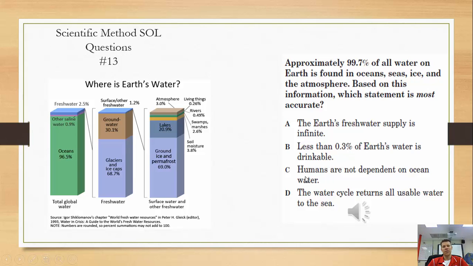Alright, let's look at the other ones. Humans are not dependent on ocean water. We are dependent on the oceans, just not to drink the ocean water. So be careful of that one. The water cycle returns all usable water to the sea. That's not what the water cycle means. So our best answer here is less than 0.3% of the Earth's water is drinkable. B.